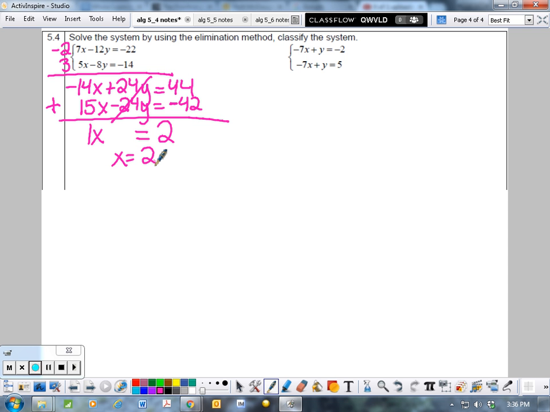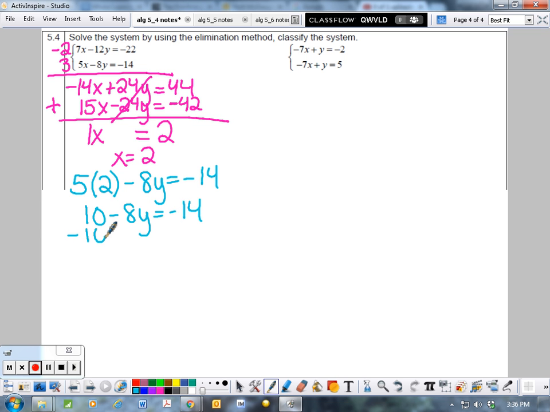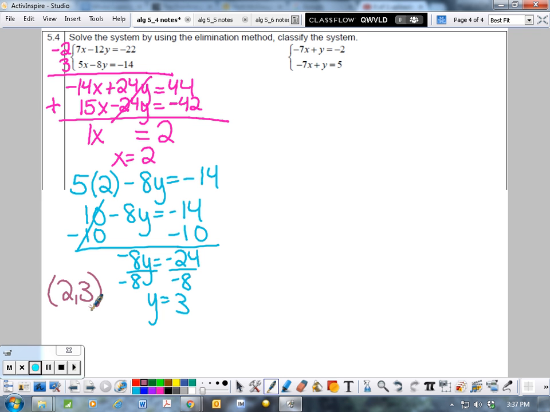Now I plug that back in to one of my original equations, and so I'm going to go ahead and plug it into, I guess, the bottom one. So 5 times my x minus 8 times y equals negative 14. 5 times 2, because my x is 2, so 5 times 2 is 10, minus 8y equals negative 14. I move my 10 by subtracting 10 on both sides. So now I'm left with a negative 8y equals negative 24. I divide by negative 8 on both sides, and y is equal to 3. And since now I have an answer, 2, 3, that means that my lines intersect. They intersect at one point, so it's consistent because they intersect. Because they intersect at one point, it is independent.